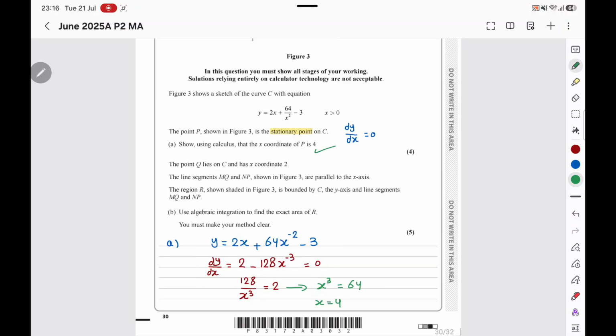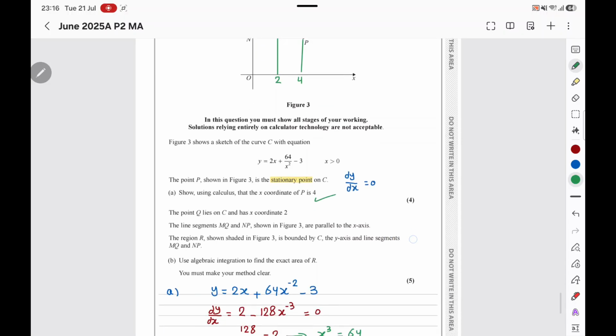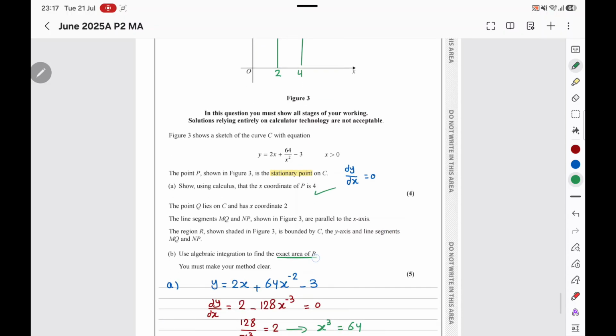Part B. The point Q lies on C. Its x-coordinate is 2. P's x-coordinate is 4. The line segments MQ and MP are parallel to the x-axis. Region R, shown shaded in figure 3, is bounded by C, the y-axis, and the line segments. Use algebraic integration to find the exact area of R.